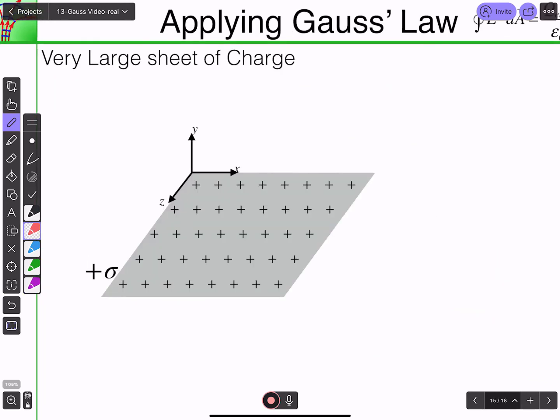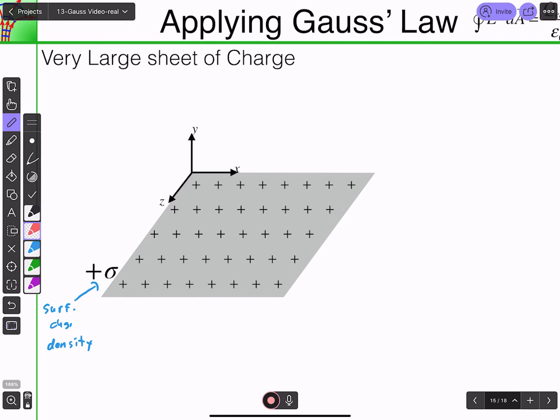Next, I'd like to apply Gauss's law to another symmetric situation, a very large sheet of charge. Let's assume this is a sheet in the xz plane, and it's infinitely large, and it has surface charge density sigma, right? Surface charge density sigma.